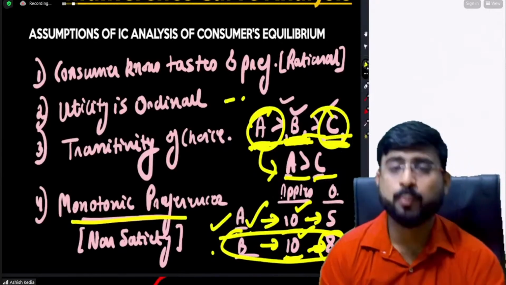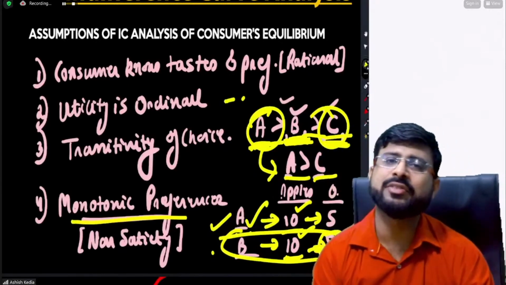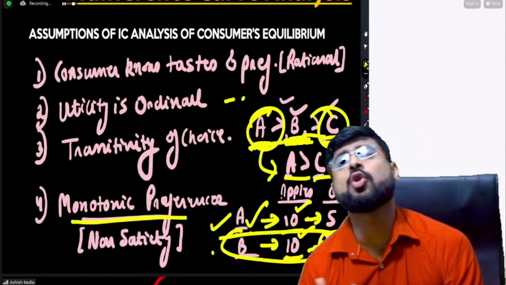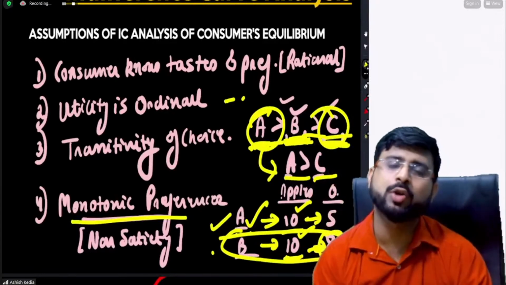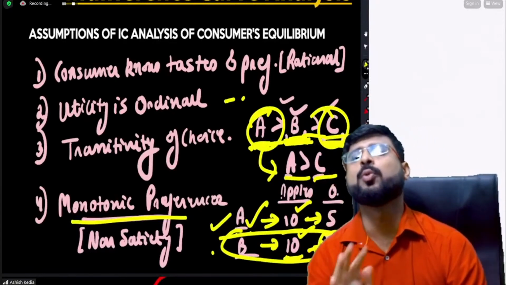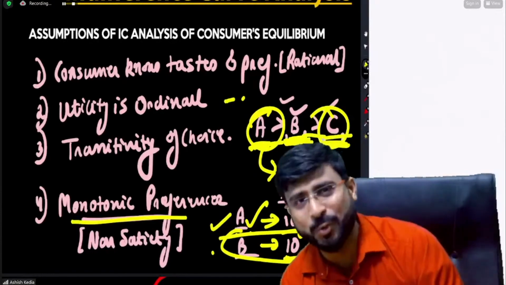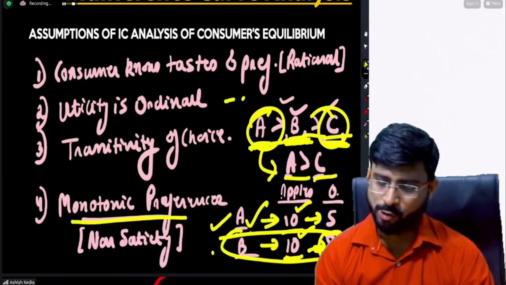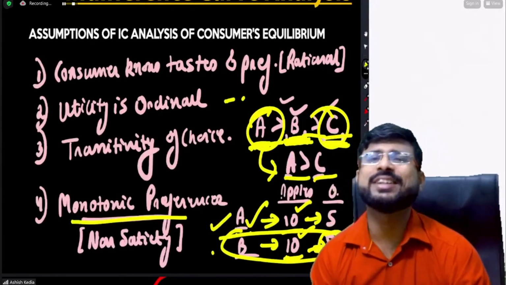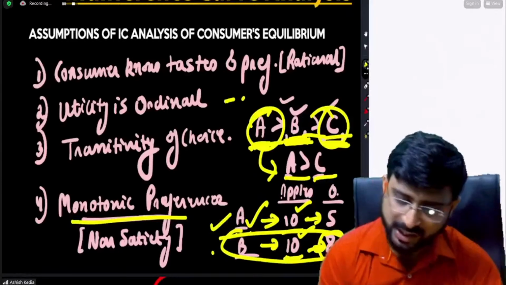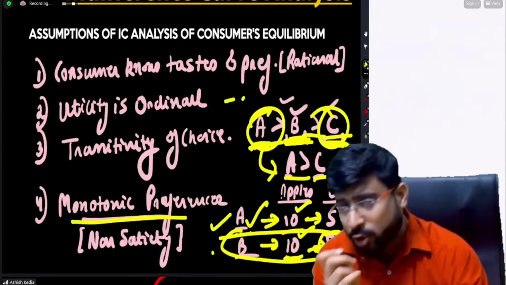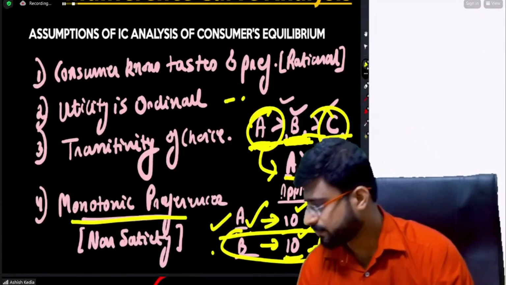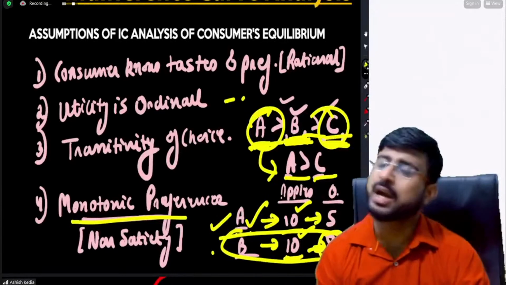This is what it means. Monotonic preferences means that if given an option, consumers will always prefer the option which has more units of some commodity. In English, monotonic means boring, but here we don't mean boring. Here it means that whichever is greater, the consumer will like that. So if you are given two quantity options, the consumer will prefer the one which has more quantity. Full stop. Second option is correct.